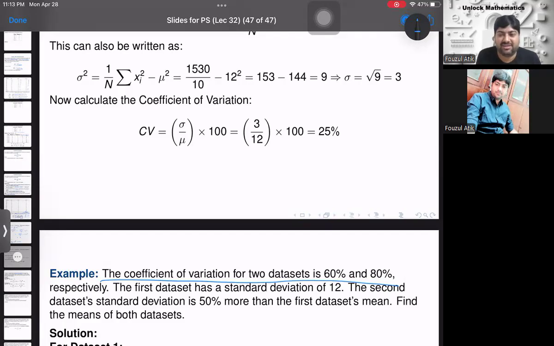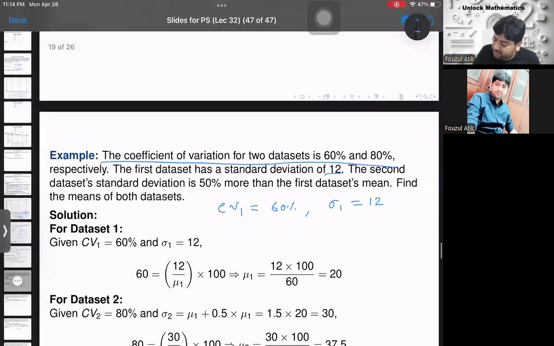Now, this is actually a very easy problem. It is just a class 10 level problem if you know the formula. For the first data set, what things are given? The CV1 is given. That means the coefficient of variance for the first data set, CV1, is given as 60%, and the standard deviation is given as 12. So sigma 1 is 12. Can't you find the mu from there? Because you know the formula, right? So I can calculate mu because CV is equal to sigma 1 by mu 1 into 100. So I can get the solution for mu 1 from there. So I got the mu 1 value.